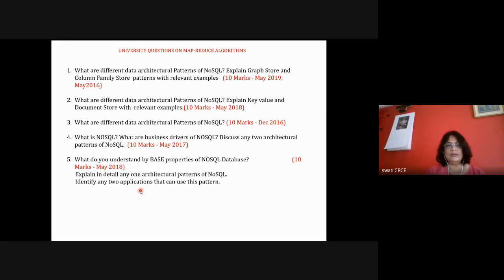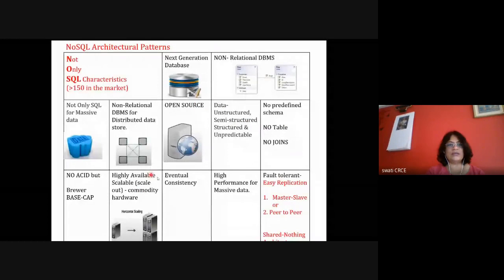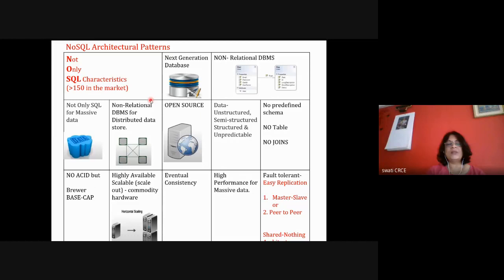Okay, so now let's see what is NoSQL. NoSQL is not only SQL, and there are more than 150 NoSQL databases in the market. It is a non-relational database management system for massive data. Massive data means the data is continuously increasing to big data. NoSQL is a next generation database. We can also say that it is a non-relational database management system for massive data, big amount of data.